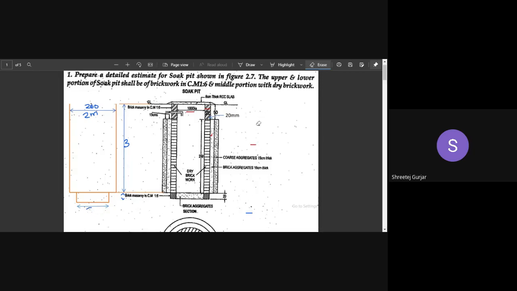This is also a very basic numerical. This might be asked in our exam, but for lesser marks.